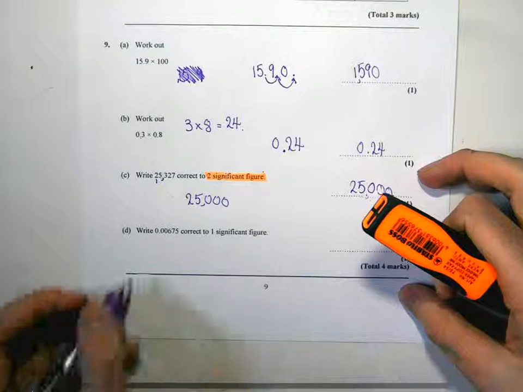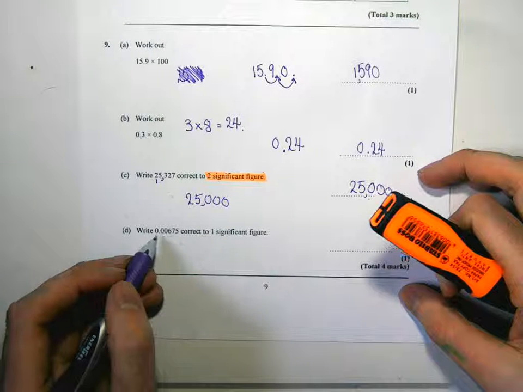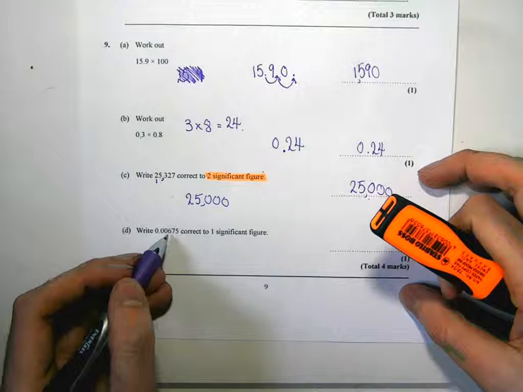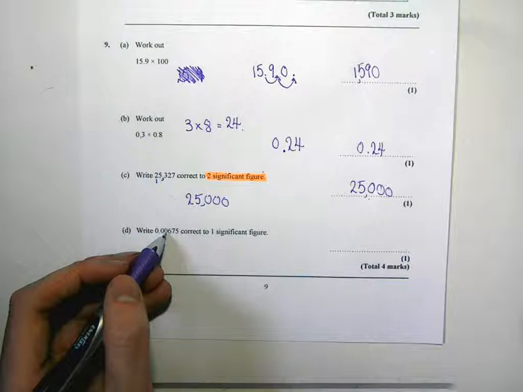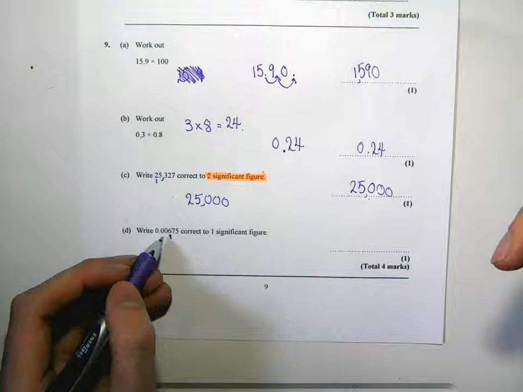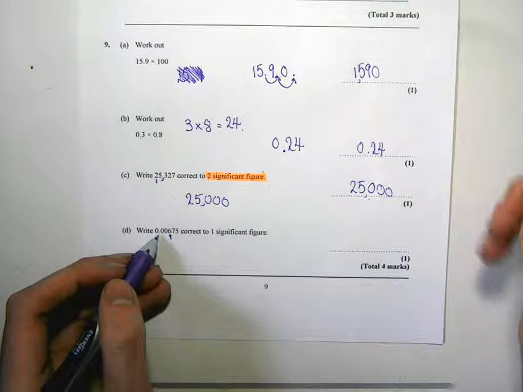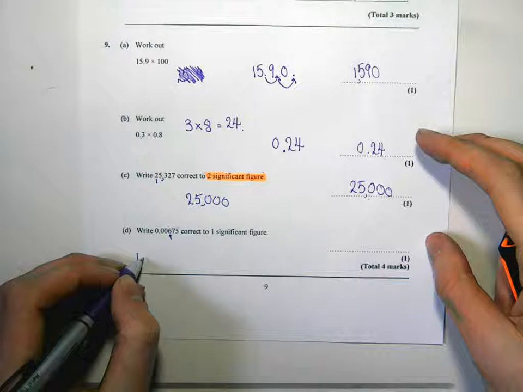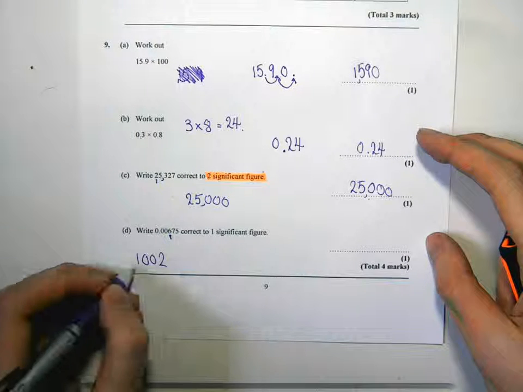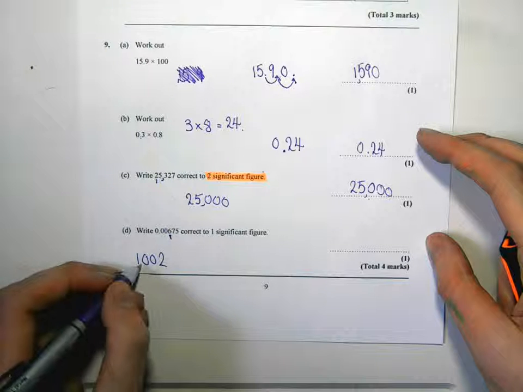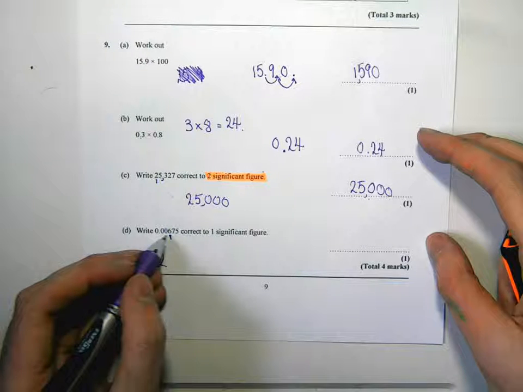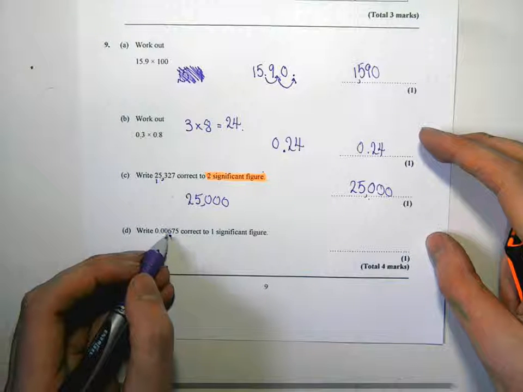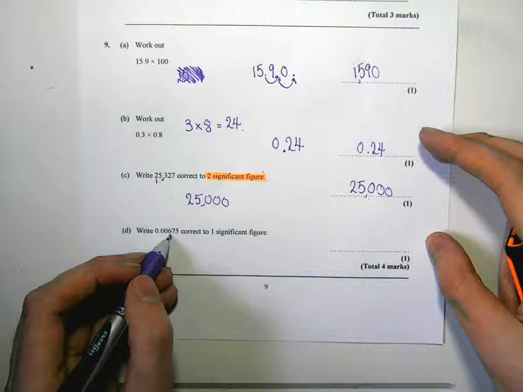The last one here, write 0.00675 correct to 1 significant figure. Now with decimals, we've got to remember zeros at the start, they're not significant. So here the first significant figure is actually the 6. These zeros, they're not significant. It's only if the zeros are in between a number. If we had something like 102, that's significant and that's significant because it's after a number. But if there are zeros at the start, they're not significant.